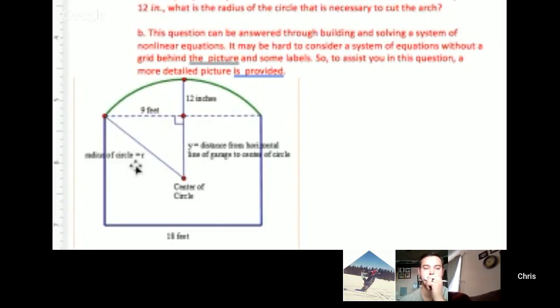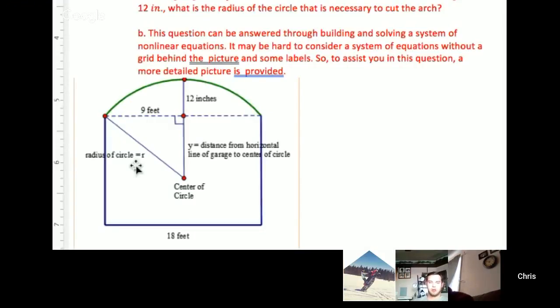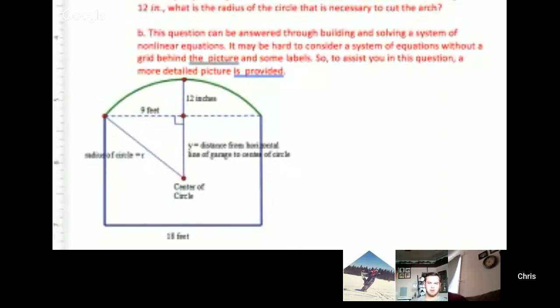Oh, thank you. C. Write a system of 2 equations with 2 unknowns, r and y, and solve the system of equations. Frick. How does that even work? How? Just how? This makes no sense. A system of nonlinear equations?